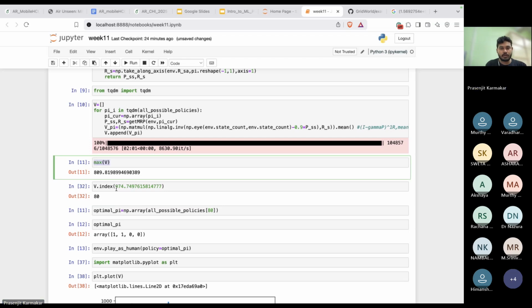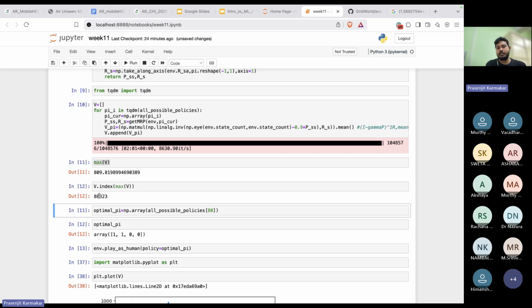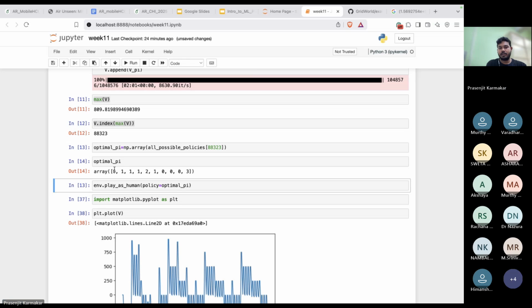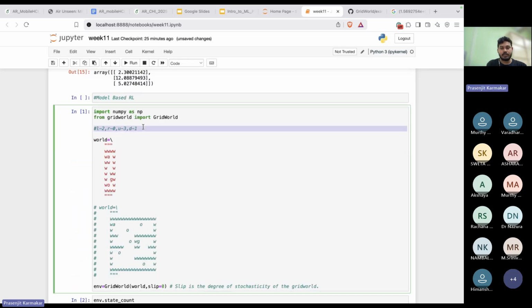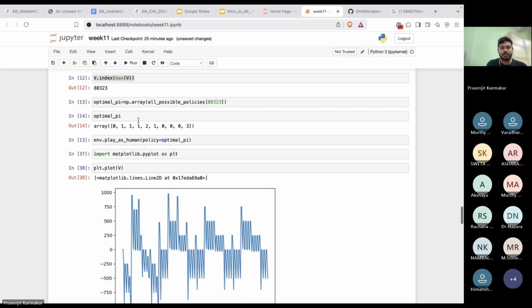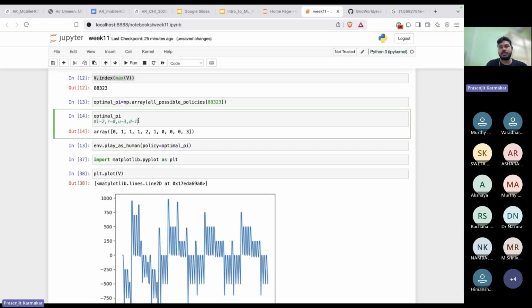So this is the index of the optimal policy we have, right? I'll just replace this part here. Now our optimal policy is this. Here is the mapping of the actions, so you can see which actions we are taking per state based on the numbers, right?